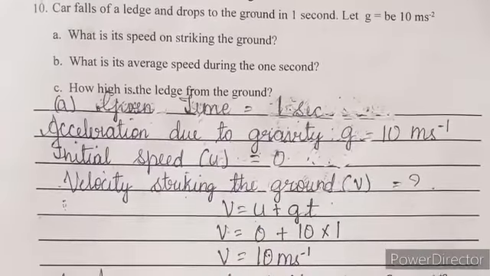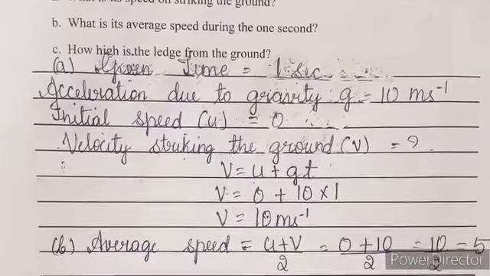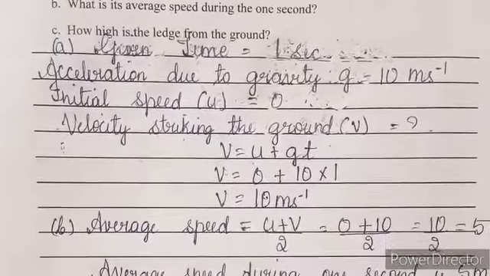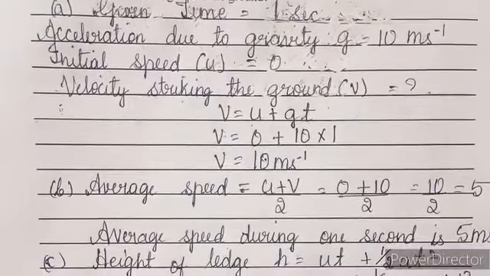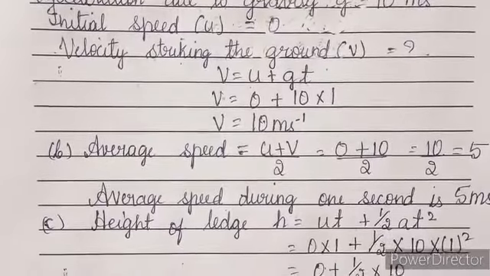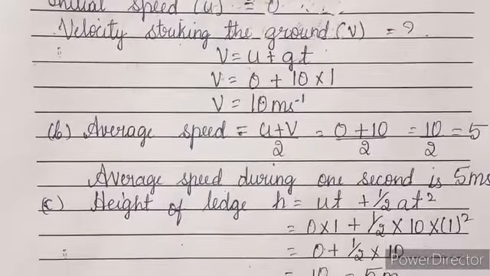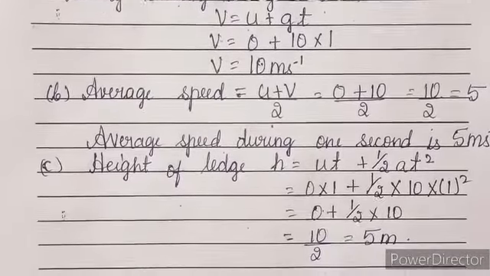Next, question number 10. A car falls off a ledge and drops to the ground in 1 second. Let g be equal to 10 m/s squared. The questions are: A, what is its speed on striking the ground? B, what is its average speed during the 1 second? C, how high is the ledge from the ground? With the formulas I have written the answer. You can refer from here.